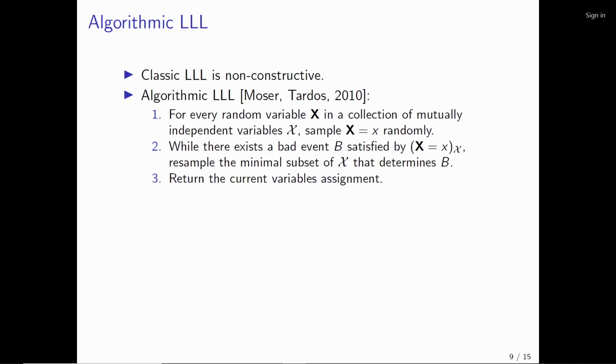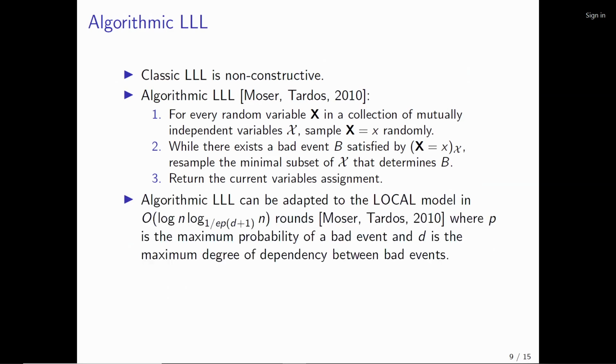So this very simple algorithm actually is the answer. This is what algorithmic LLL is, and it took quite a long time actually just for the analysis of this algorithm to show that doing this you can get the same bounds as the classic statements of LLL that we see. And the good thing about this is that it's very powerful in the distributed model as well. You can adapt this pretty easily to the LOCAL model.